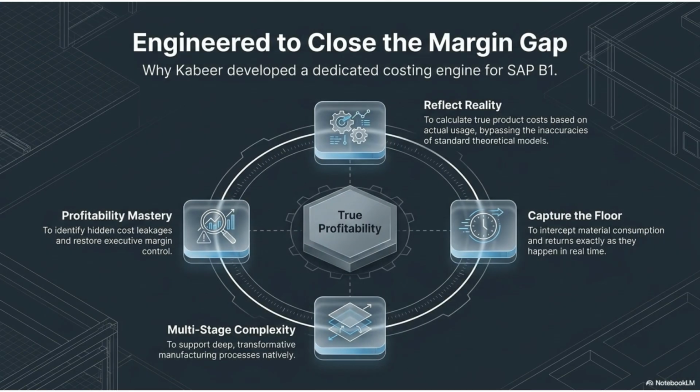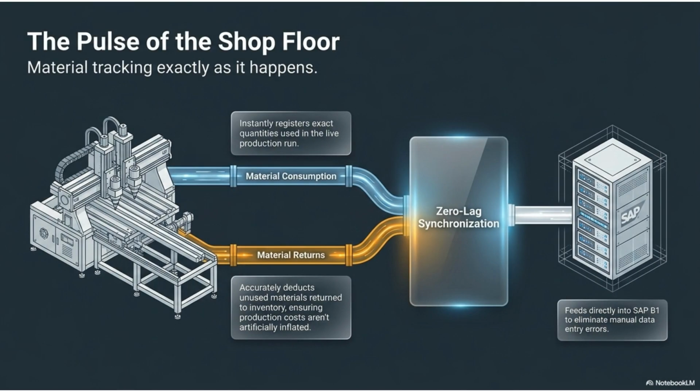Kabeer's costing engine is engineered to close the margin gap. It allows for profitability mastery by reflecting reality, capturing shop floor data in real time, and supporting complex multi-stage manufacturing processes. By tracking material consumption and returns as they happen, the system ensures zero-lag synchronization.